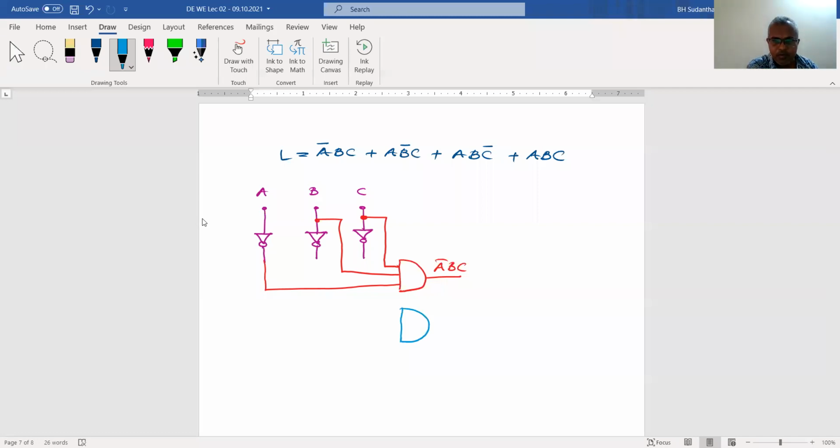I'm drawing this one using multiple colors so that you can understand easily. But otherwise, in your case for the examination and other times, it is not necessary to draw using multiple colors. Okay. See. B bar.